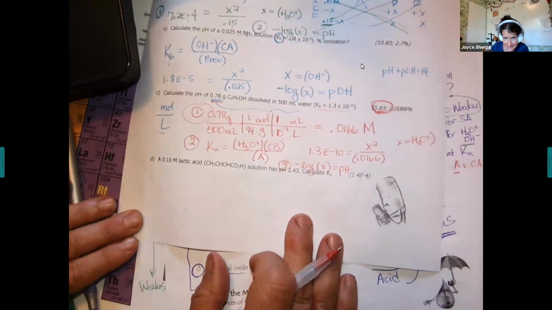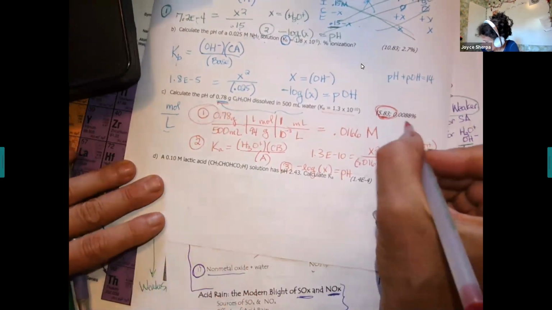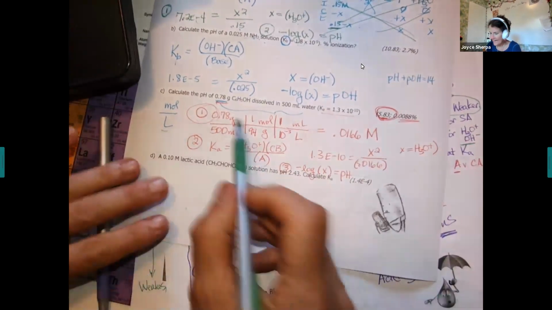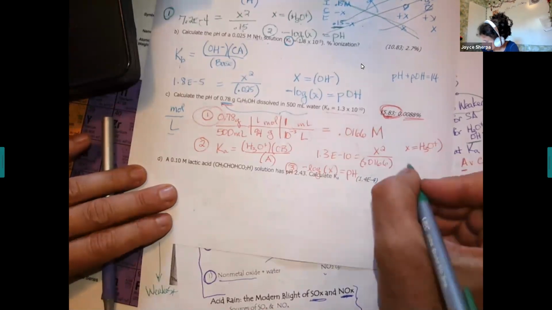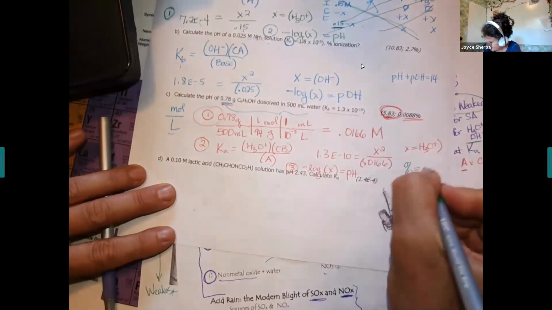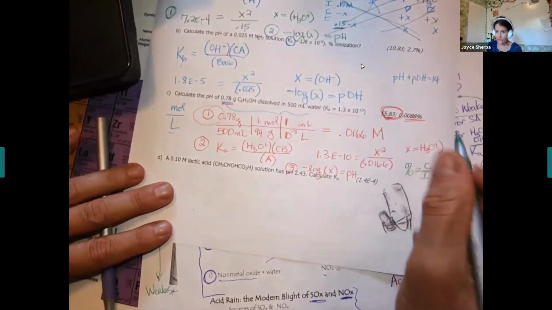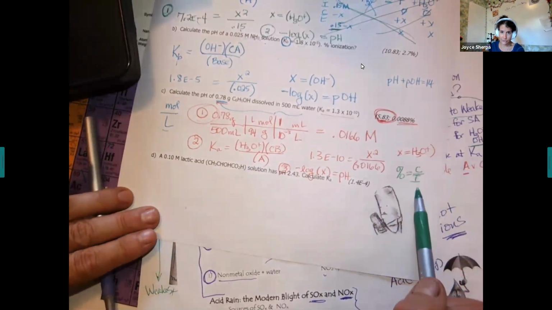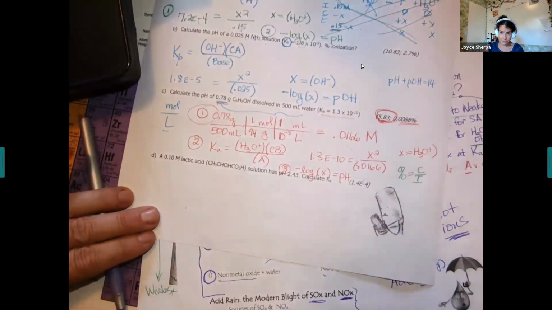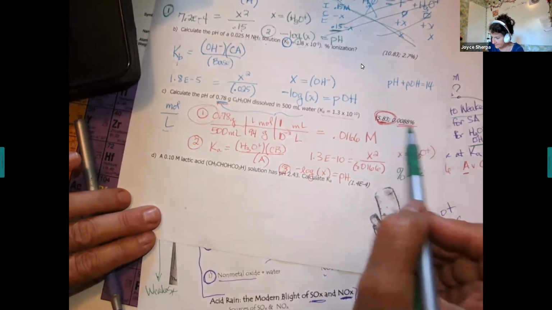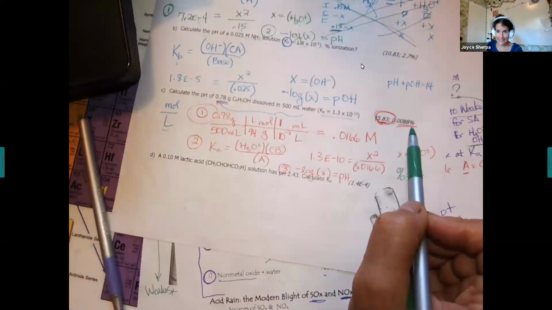Questions? Oh, and then to find the percent ionization, I didn't ask for it, but that's what that percent is. The percent is the change, or X over initial. So the value you get for X over the initial times 100 will give you the percent. And you can see it's a really small amount has dissociated.